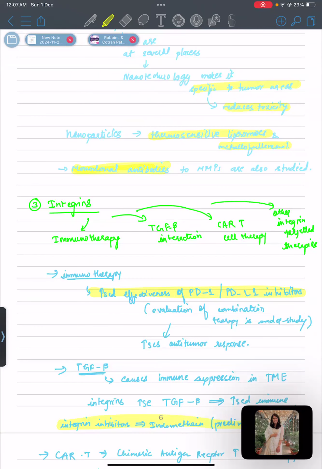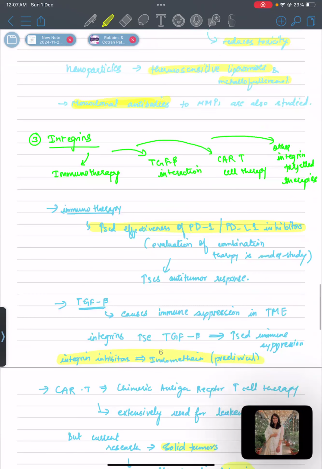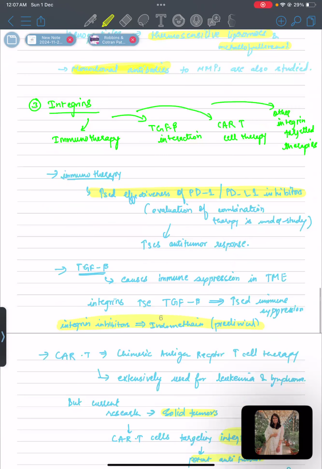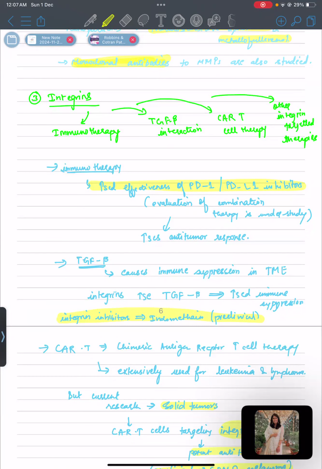Next and last part is integrins. Integrins, again, have both a tumorigenesis effect and a suppressive effect. There are a variety of integrins, and we can't cover it in one video. It would be a lecture in itself. I'm just going to talk about the burning points right now, and we're going to start with immunotherapy.